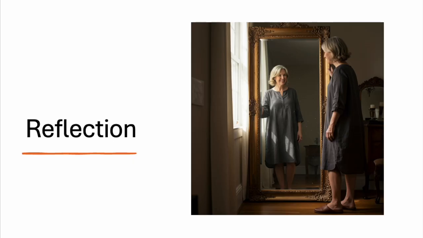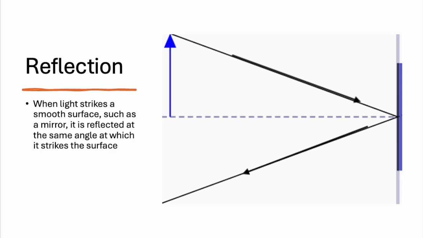Reflection is the bouncing of light off a surface. When light strikes a smooth surface such as a mirror, it is reflected back at the same angle at which it strikes the surface. This is called the law of reflection.